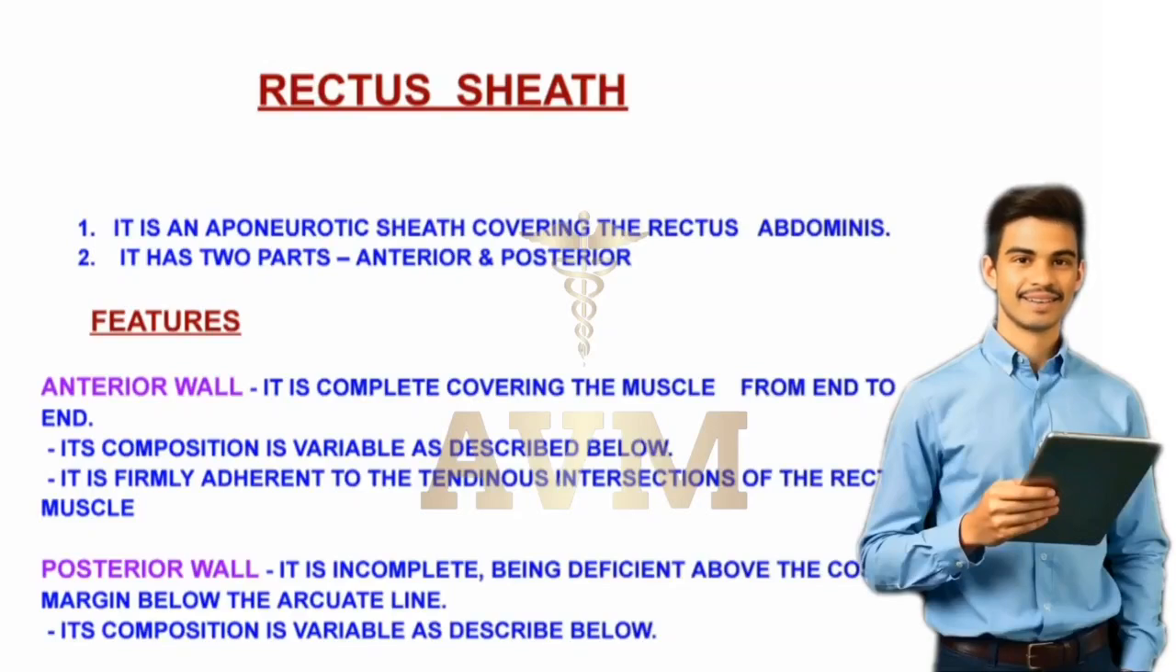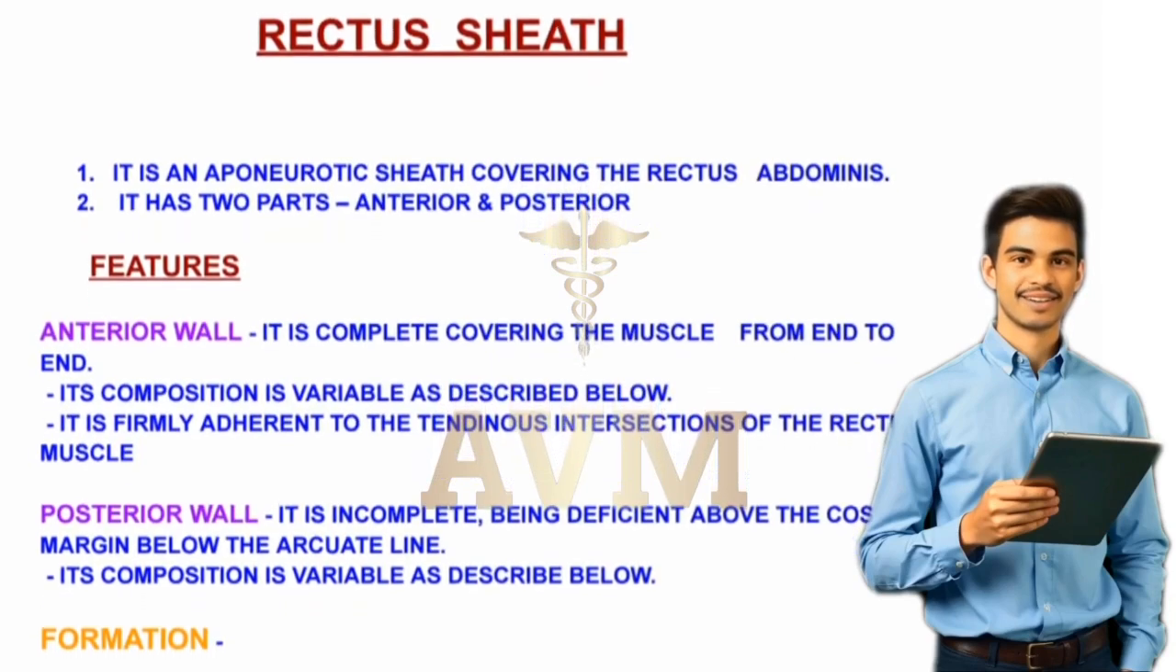Rectus sheath. It is an aponeurotic sheath covering the rectus abdominis. It has two parts, anterior and posterior. Features: anterior wall. It is complete, covering the muscle from end to end. Its composition is variable as described below. It is firmly adherent to the tendinous intersections of the rectus muscle.